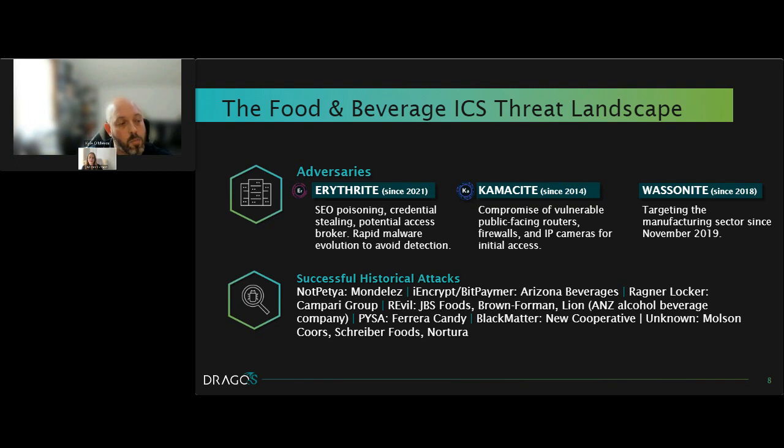Where that food and beverage entity was targeted is unsure, but the fact that it's communicating to that known bad infrastructure is something we track, and we want to make sure that this industry knows that these threat groups are impacting them in ways. And then obviously we have Wastanite. We know they've been targeting manufacturing since late 2019, specifically as one of the sectors they go after.